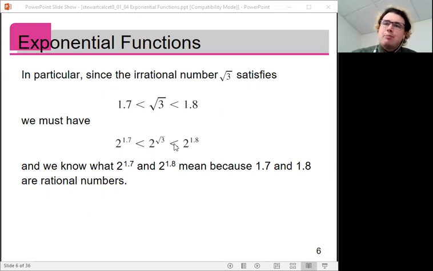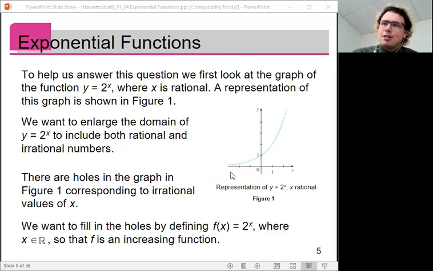So 2 to the power square root of 3 should be pretty close to 2 to the power 1.7 and 2 to the power 1.8. Again, assuming that this is going to be a continuous function in the way that this scatter plot is suggesting.